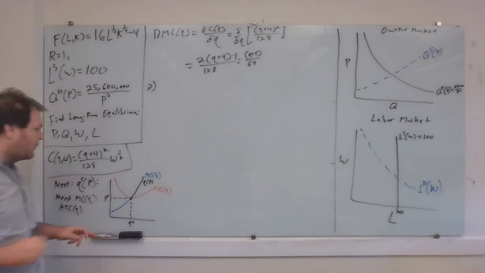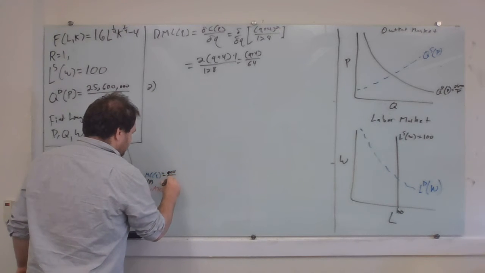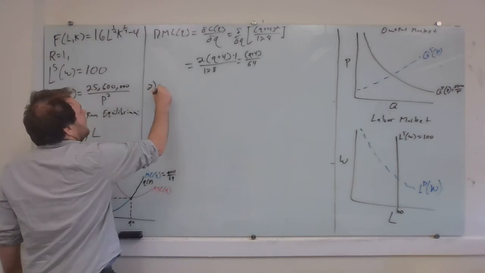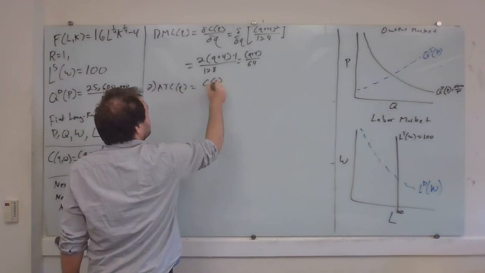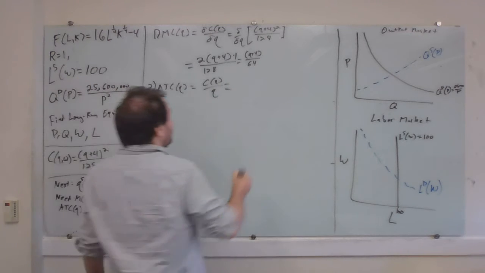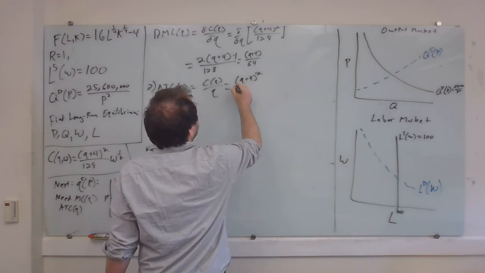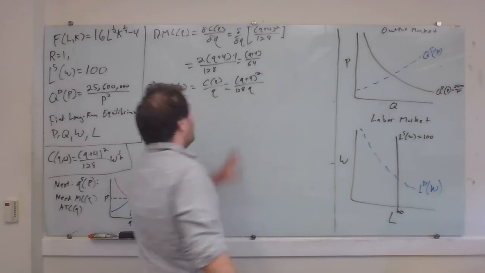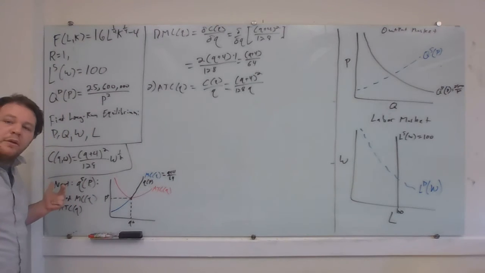Second thing we need is our average total cost, which is just going to be C of Q divided by Q. So this is going to be Q plus 4 squared over 128Q. And I'll again just leave it just like this.